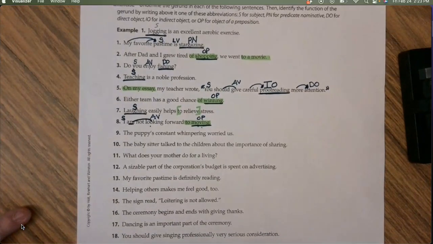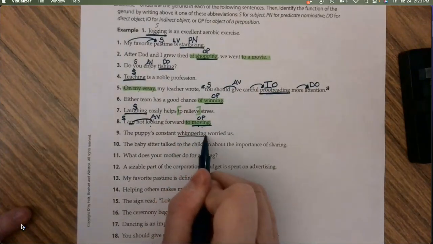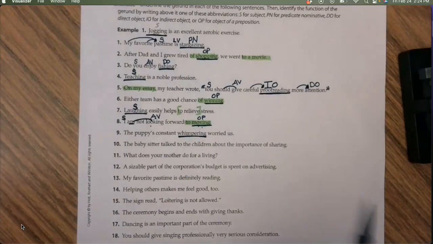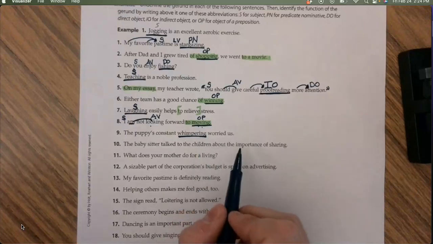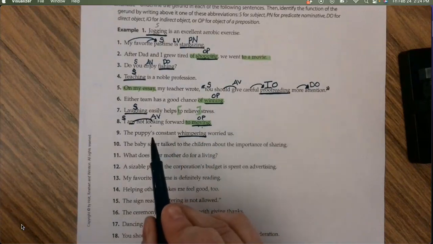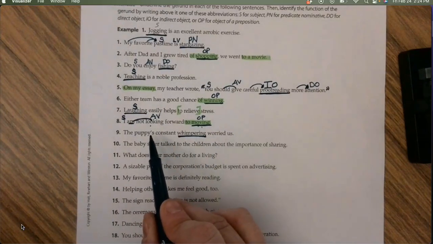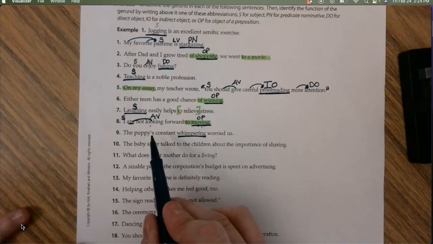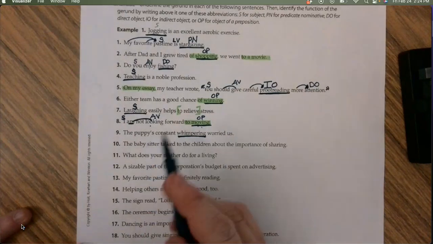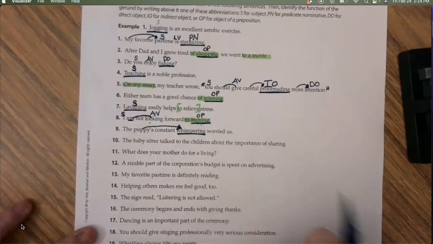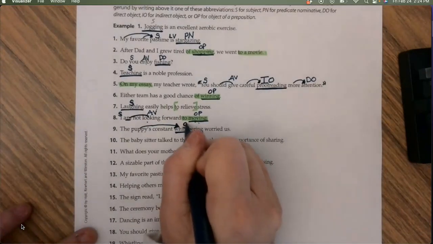Number 9, the puppy's constant whimpering worried us. So I see the verb that ends in ing is whimpering. So I'm going to look for any prepositional phrases, and I don't see any. I'm not really sure about the subject here. I see puppy, but I know we've talked about that if there's an apostrophe s, it's not a noun anymore. It's describing something. What is puppy's describing or owning? The puppy owns the whimpering. Well, if it's describing whimpering, then whimpering must be the subject of the sentence.